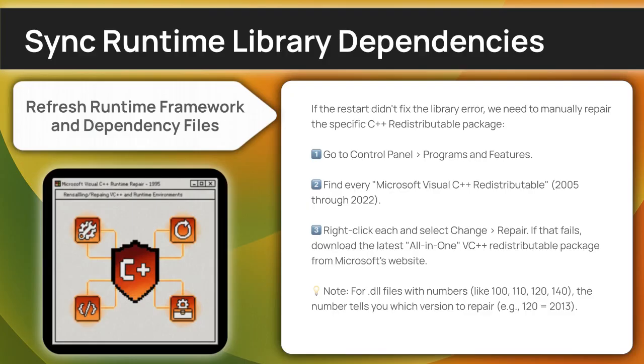If the restart didn't fix the library error, we need to manually repair the specific C++ redistributable package. First, go to Control Panel, then select Programs and Features. Second, find every Microsoft Visual C++ redistributable 2005 through 2022. Third, right-click each and select Change, then select Repair. If that fails, download the latest all-in-one VC++ redistributable package from Microsoft's website. Please note that for DLL files with numbers, the number tells you which version to repair. For example, 120 equals 2013.